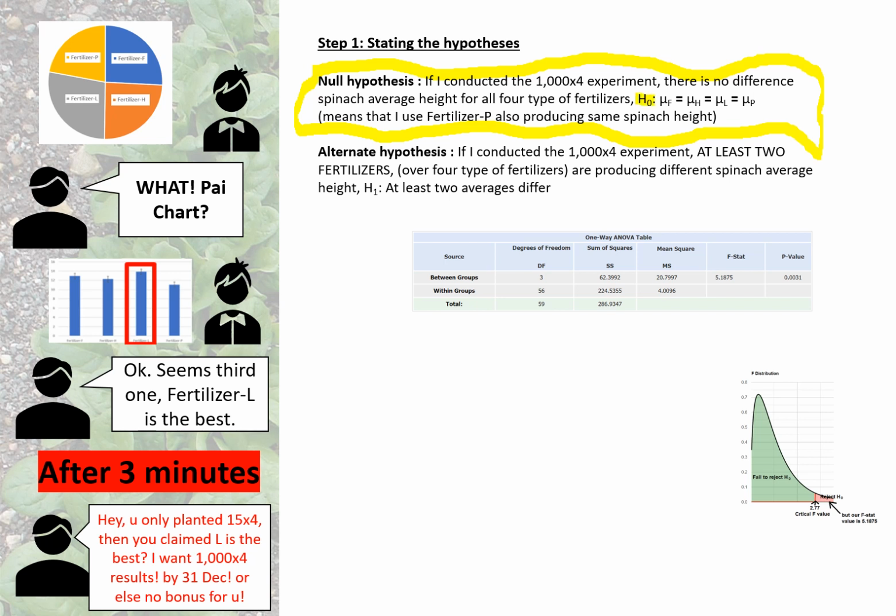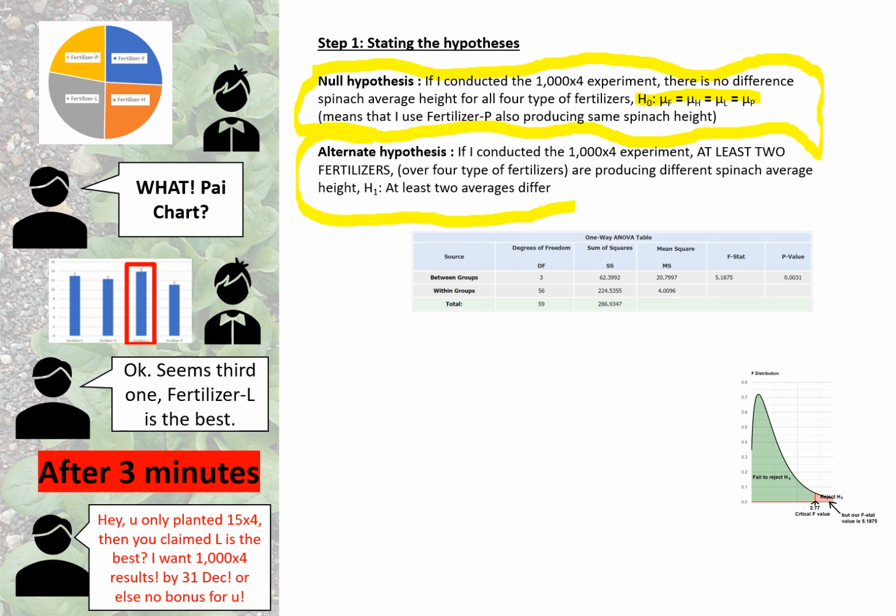And then this is the mathematical expression. H0 means that the average spinach height using the SBF fertilizer equals the spinach height using the SBH fertilizer, or the spinach height using the SBL fertilizer, or the spinach height using the SBP fertilizer. We can just buy any fertilizer, the result will be the same. Means no difference. Then the second one, the alternate hypothesis.